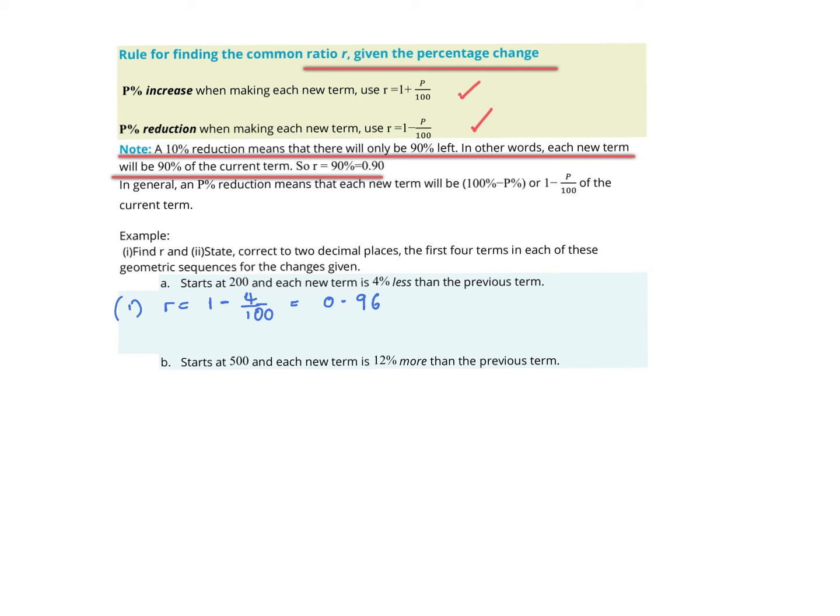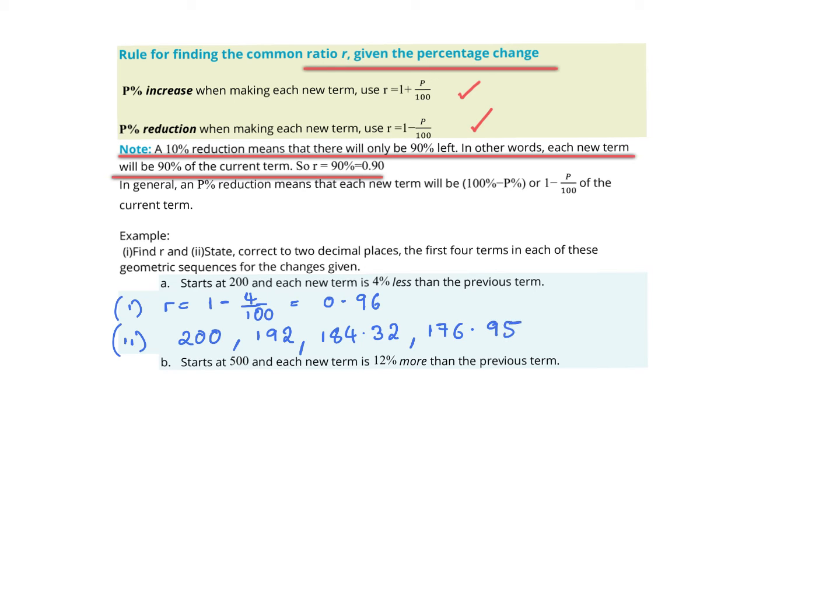Part 2 says, state correct to 2 decimal places the first 4 terms. Well, we know what the first term is. The first term is 200. Okay, and then we are going to multiply by 0.96 to get 192, times by 0.96 again, and we get 184.32, and 0.96 again, and we get 176.95.